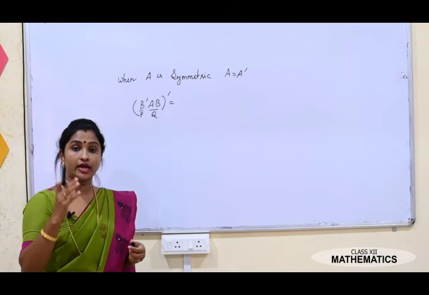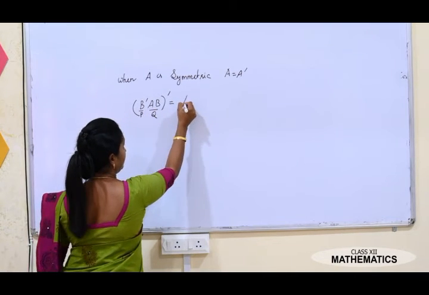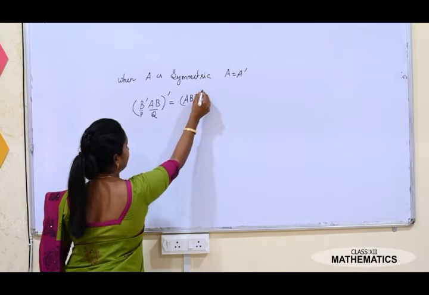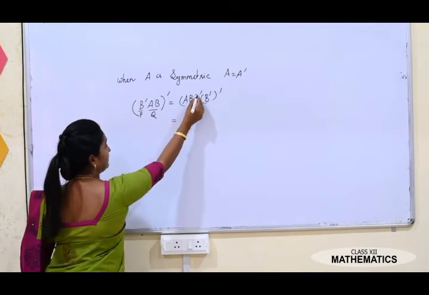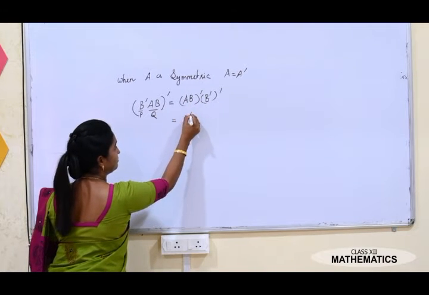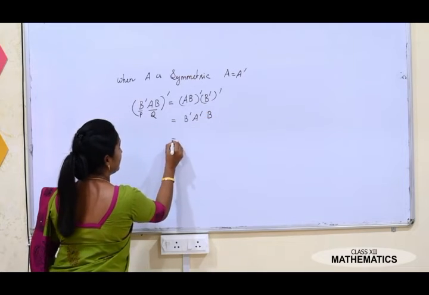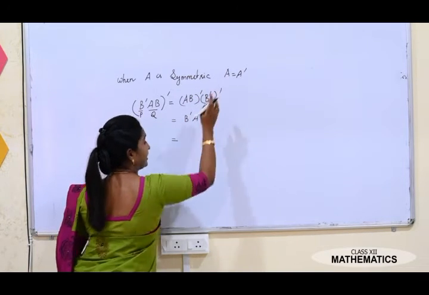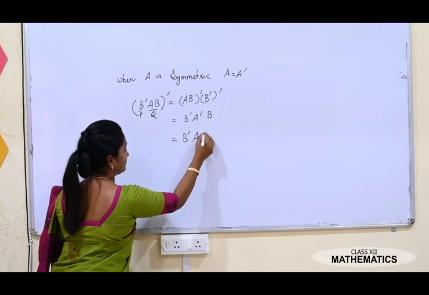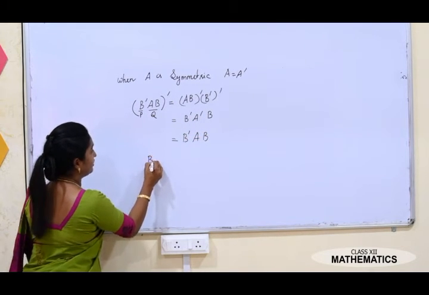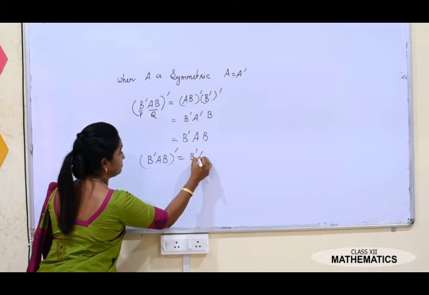When PQ the whole dash, recall the property: it is Q dash P dash. So here how will we write it? You will write it as AB the whole dash, B dash the whole dash. Again apply the property: B dash, A dash, and B dash the whole dash is nothing but B. It's already given that A and A dash are equal, so you can write A dash as A. So finally what you got? B dash AB the whole dash is equal to B dash AB.